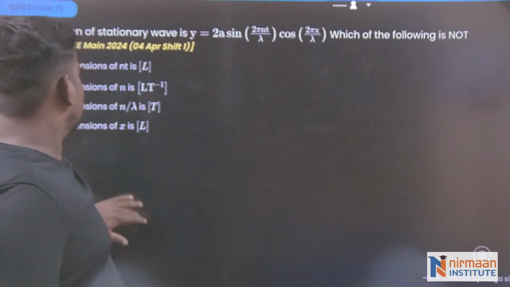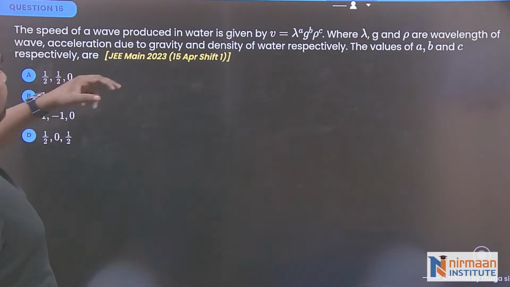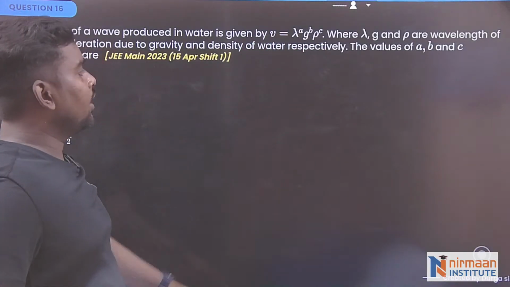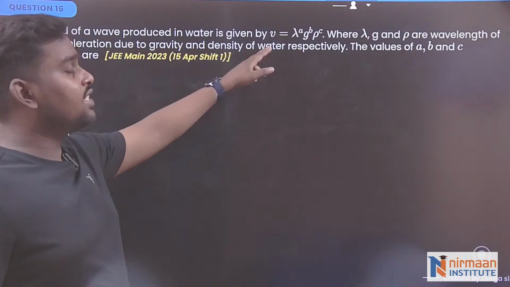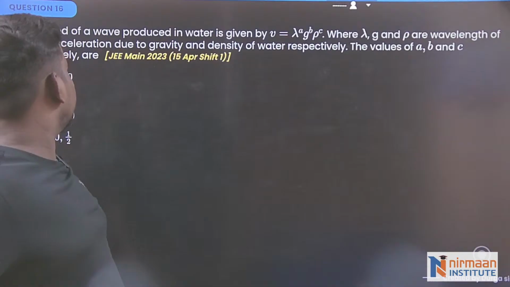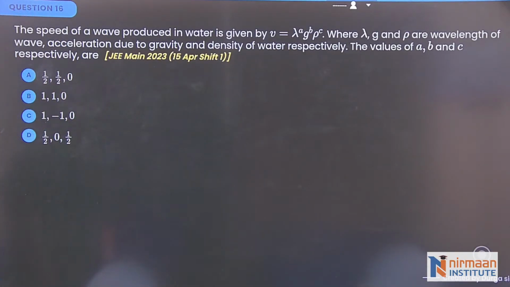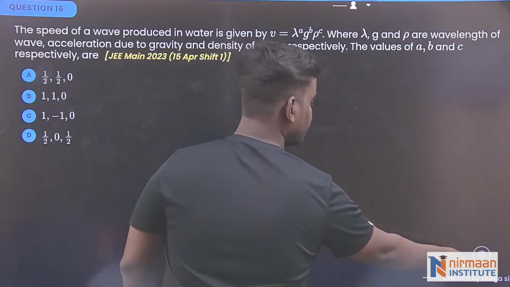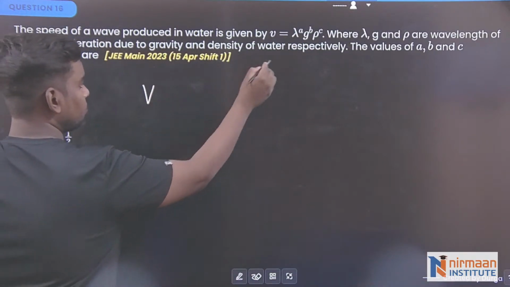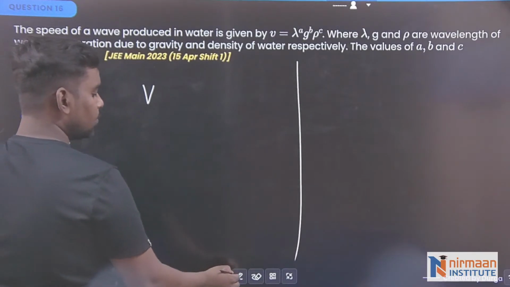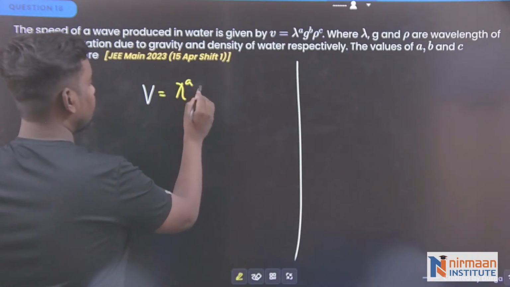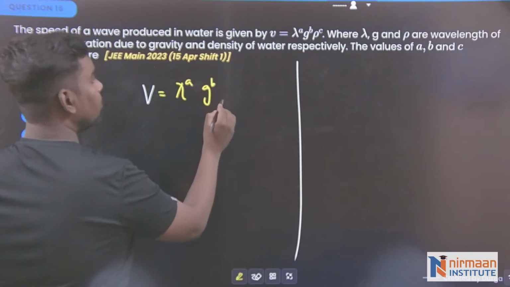Lambda is the wavelength, so its dimension is L. Here also v is the speed. Lambda is wavelength, g is acceleration, and rho is density. So find the values of a, b, c. Let me solve the last one for you. v is equal to lambda to the power a, g to the power b, rho to the power c.